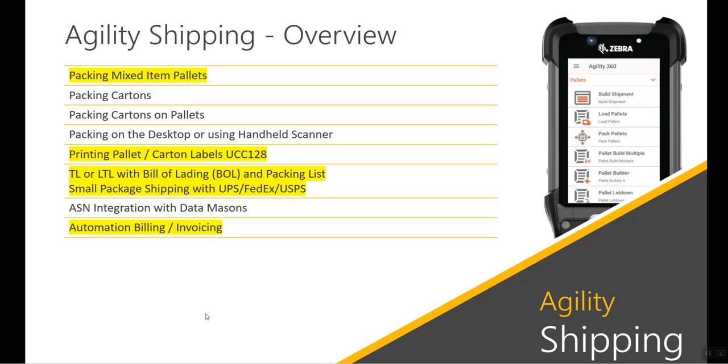So that's our quick overview of building a mixed pallet order with mixed items and printing labels and being able to get the paperwork done automatically and help the accounting department do their billing and invoicing.